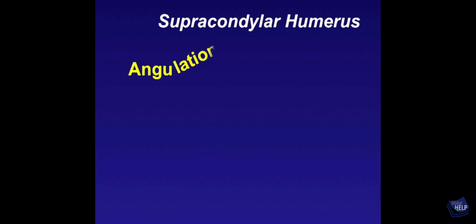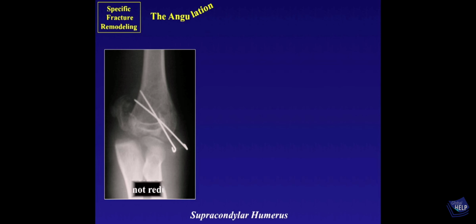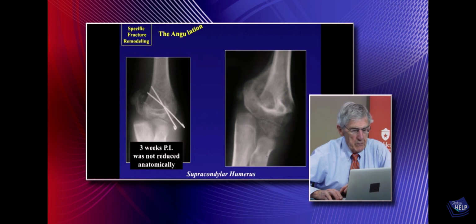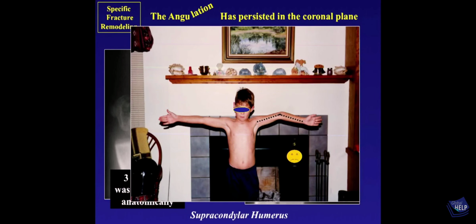Supracondylar fractures, angulation does not remodel in the coronal plane because it's not in the line. Translocation will remodel in both planes. So this is 3 weeks post, was not reduced. It's got malalignment in the coronal plane, went on to heal, and it's persisted in the coronal plane, and this ended up with this ugly cubitus varus deformity.